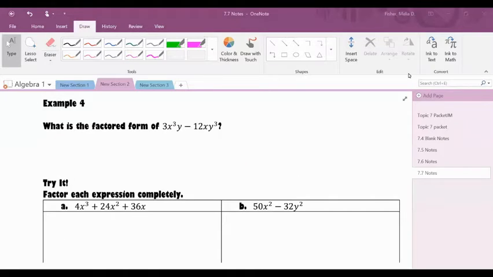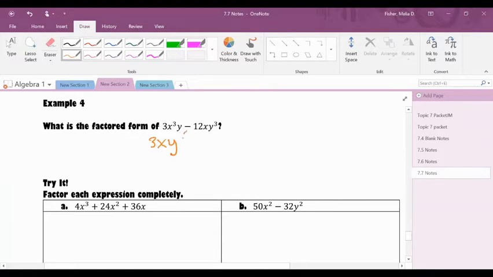This is 7.7 example 4. We're going to combine a couple of things that we need to put together here and take a look at this. So even though we've learned some shortcuts and we've learned some other things, the first thing we always do is still to look for the greatest common factor. So as I look at both of these, I realize that they both are divisible by 3. They both have at least one x, and they both have at least one y.